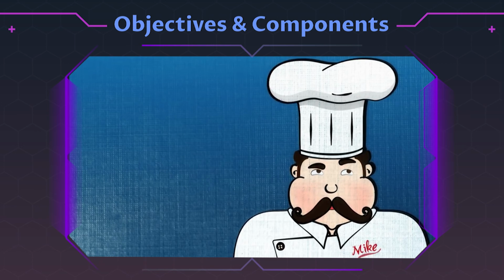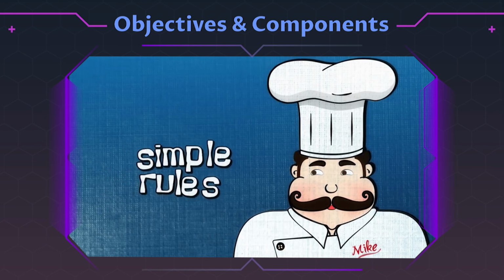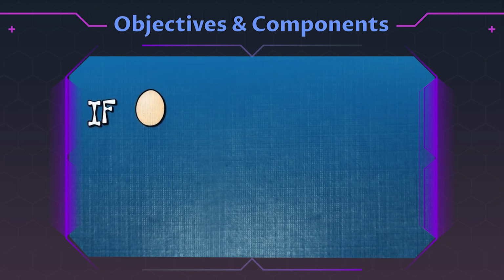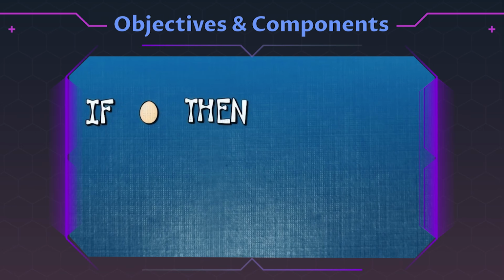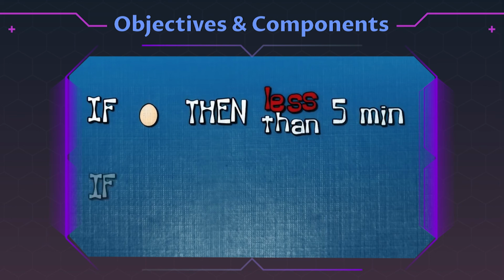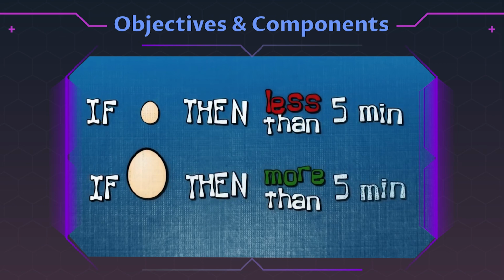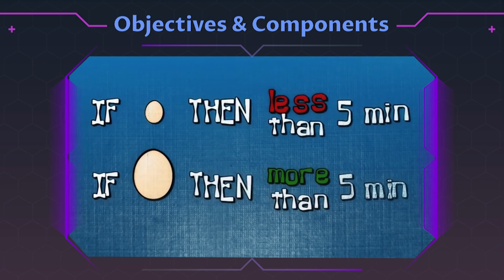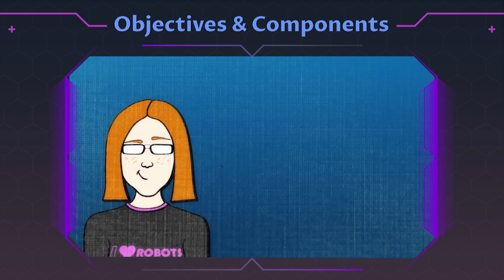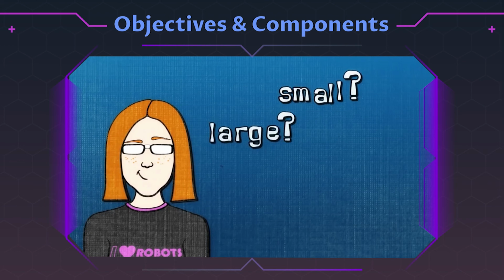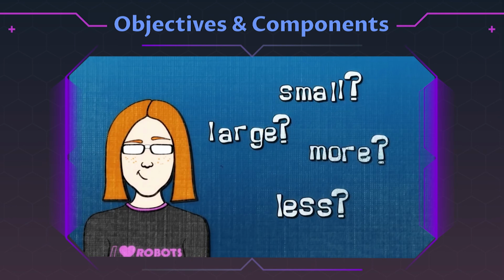Mike noticed that Jane's robot didn't consider the egg size when deciding the boiling time, so he gave Jane 2 simple rules to follow. If the egg size is small, then boil for less than 5 minutes. If the egg size is large, then boil for more than 5 minutes. But Jane thought, what does small, large, less or more mean?